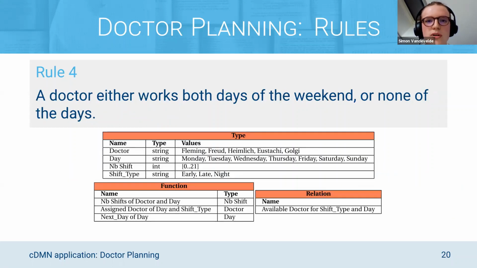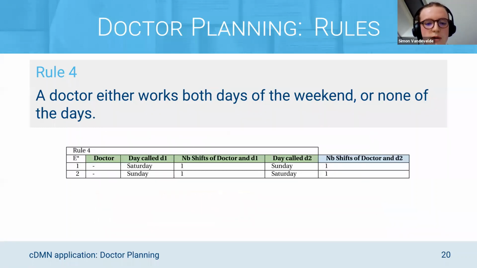So then rule 4, which states that a doctor either works both days of the weekend or none of the days. To implement this, we don't need to add anything to our glossary. Our glossary is almost complete. And we just add the following table. We say that for every doctor and every Saturday, if that doctor has 1 shift on Saturday, then he also has to have 1 shift on Sunday. And we do the same for Sunday. If the doctor has a shift on Sunday, then for every day D2, which is a Saturday, he also needs to have 1 shift.